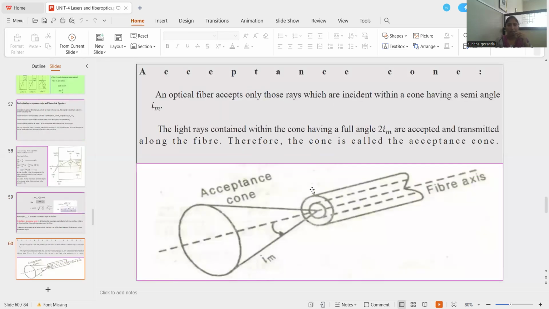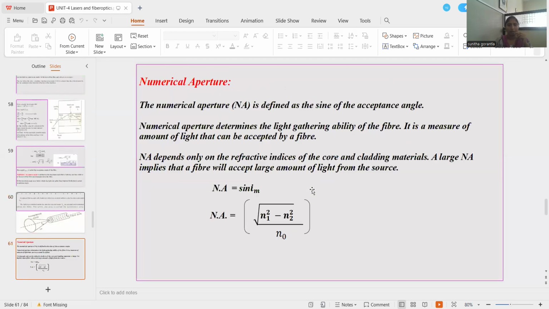And this is the acceptance cone and numerical aperture. Numerical aperture means the light gathering capacity of the fiber. It measures the amount of light that can be accepted by the fiber. Numerical aperture is equal to the sine of the acceptance angle, that is sine theta_m, where theta_m is the acceptance angle. So NA, the numerical aperture, is equal to square root of N1 square minus N2 square, divided by N naught. This is the expression for the numerical aperture.